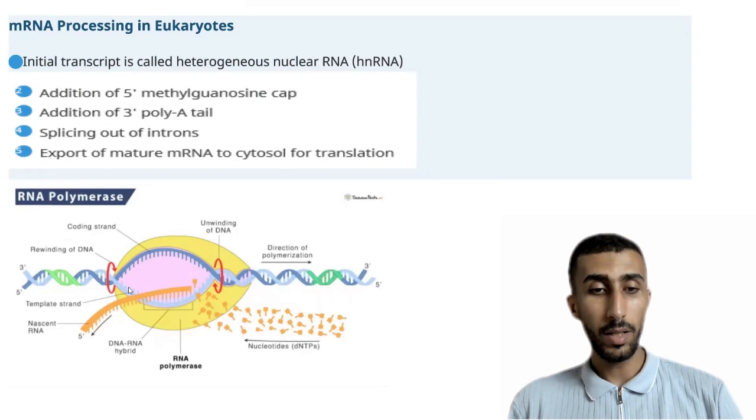So this is the RNA polymerase binding at a TATA box. RNA polymerase forms RNA from DNA, and these are the deoxynucleotides. This is the enzyme RNA polymerase, and this is a DNA-RNA hybrid. This is RNA being formed out of the DNA. Here is the direction of polymerization, and this is the coding strand. And of course, there is unwinding of DNA.